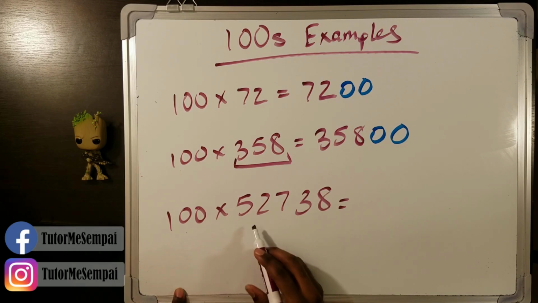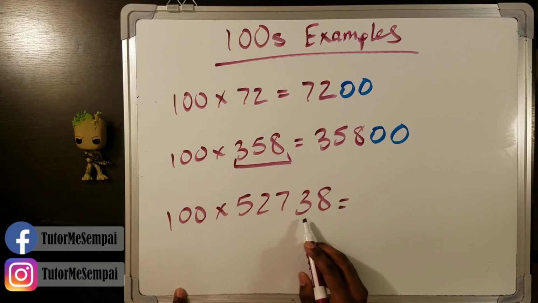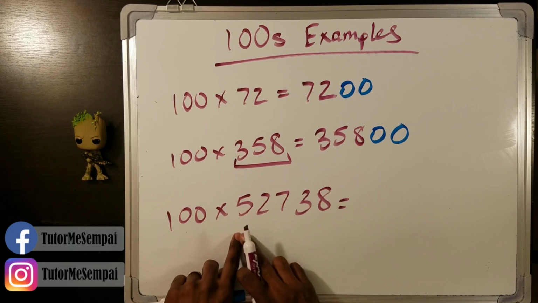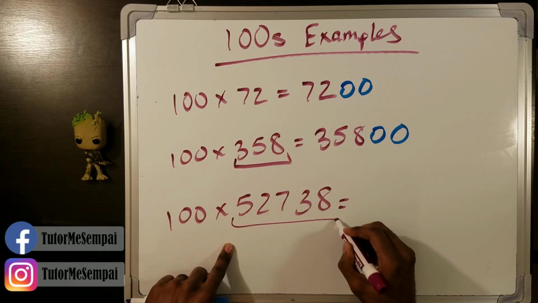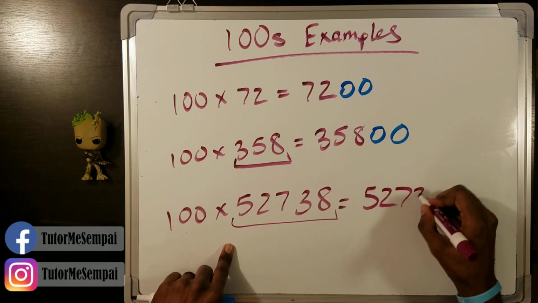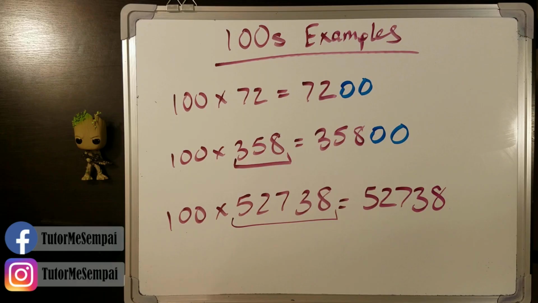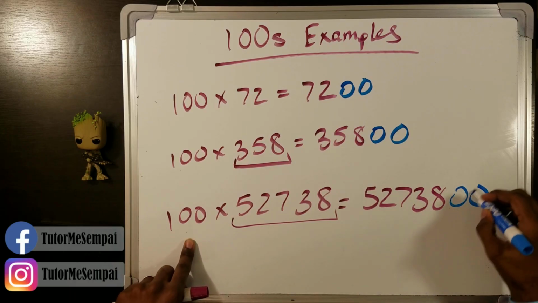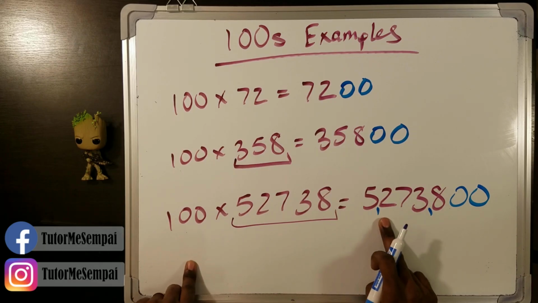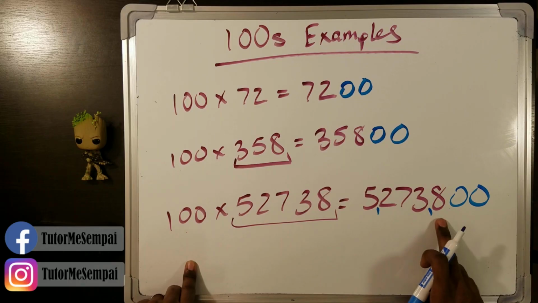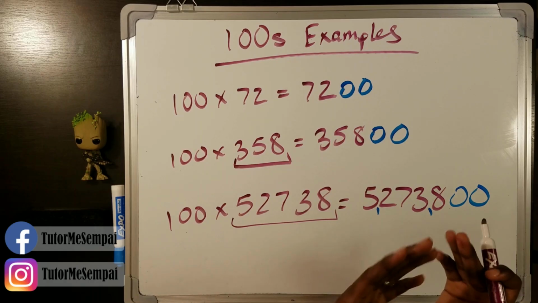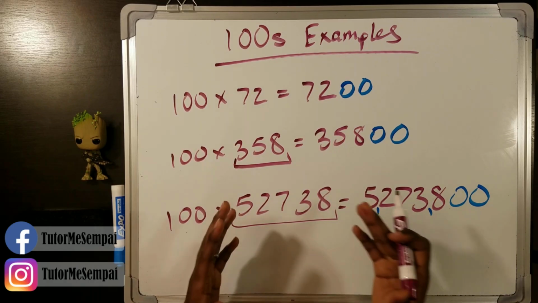How about this one? 100 times 52,738. Wow, this is a big number that we have to multiply by 100. No worries. Write all of this. Don't miss a single number. 5, 2, 7, 3, 8. And then we have 2 zeros. So this is 5,273,800.